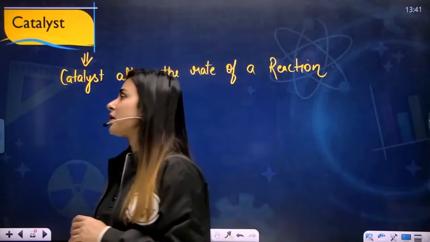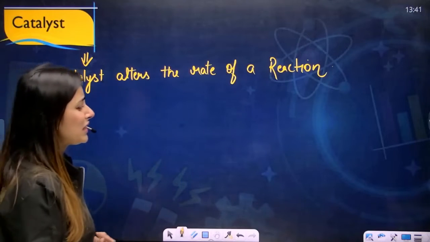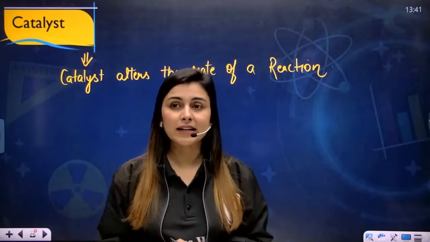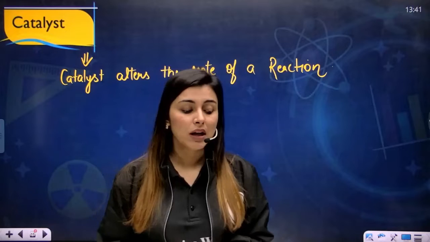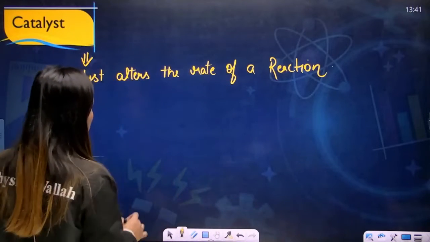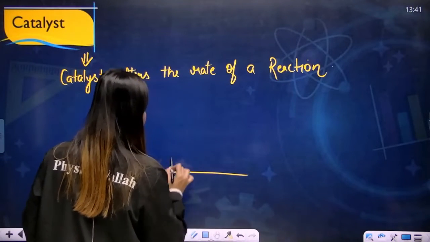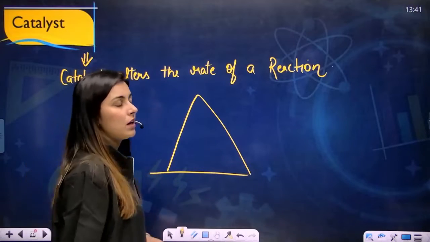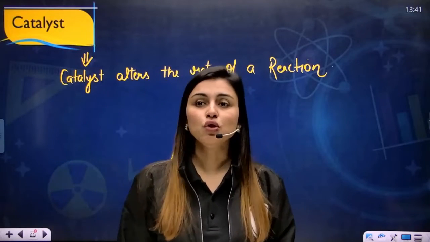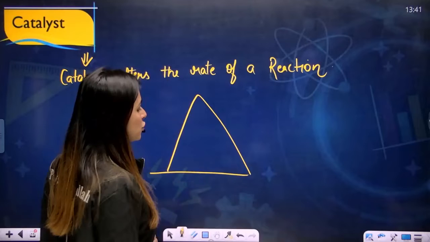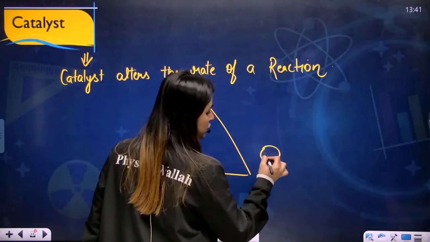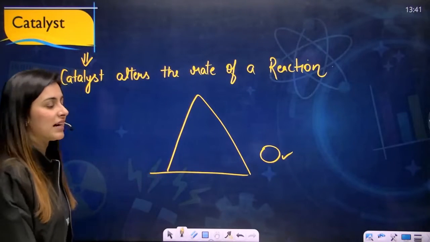So this is what a catalyst does. Your father was an example of a catalyst. Also, I can give you another example. Let's say you were hiking somewhere, and this is the mountain that you are supposed to trek. You need to go to this particular destination. This is your destination, and you are standing here.